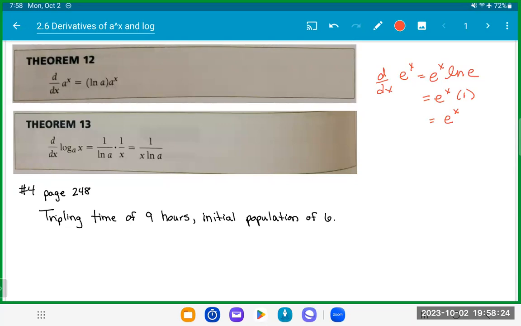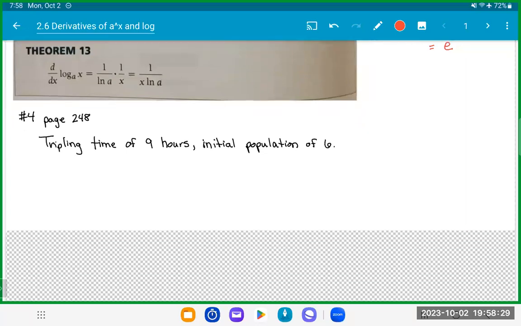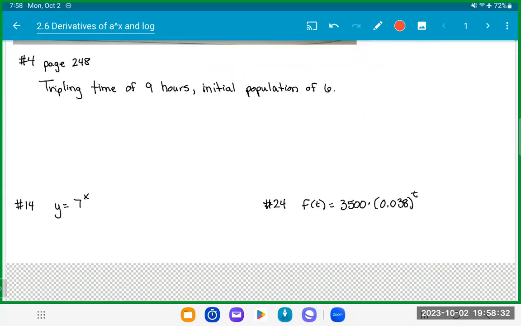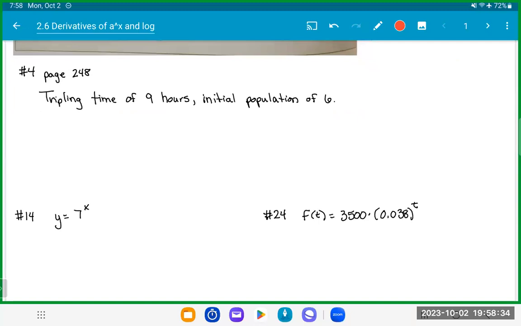All right. Any questions so far? Okay, so this first problem we're looking at is a tripling time of 9 hours with an initial population of 6. So we would have P of t equal to our initial population of 6, and then our tripling time, that's 3 because we're tripling, and t over 9 for the 9 hours.